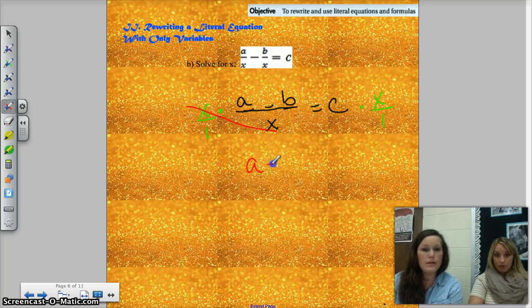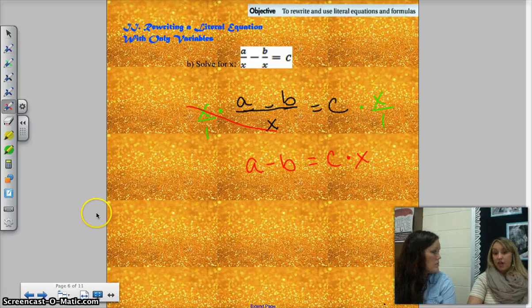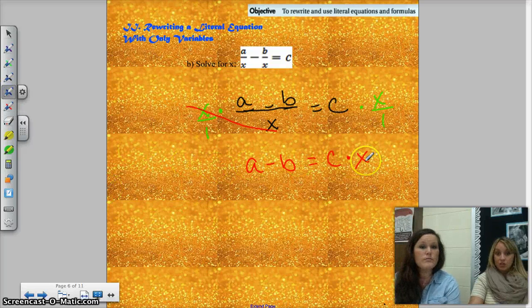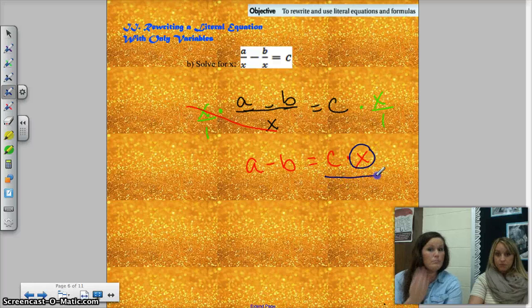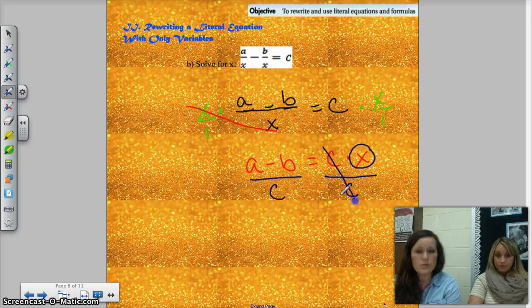The x's go away, and I'm left with a minus b equals c times x, which is cx. But I need to solve for x, so I need to undo what's happening there. It's being multiplied by c, so I'm going to divide by c and divide over there. Those cancel, and I have x equals a minus b over c.